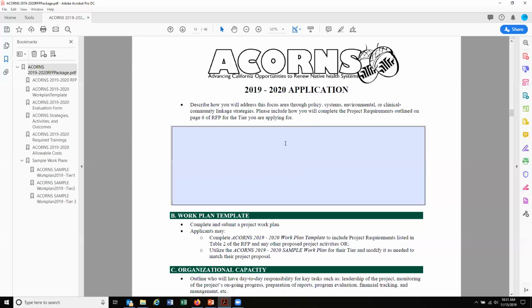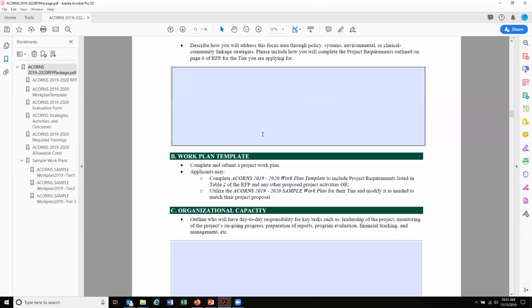So this is the narrative piece, and it will sort of match what your work plan might look like, but instead of being in a template, this is a more free-form description. Sometimes the work plans can be limited about how much information you can put in there. So any extra or additional information you think is necessary for us to understand your project proposal, this is the spot that you would put that in.